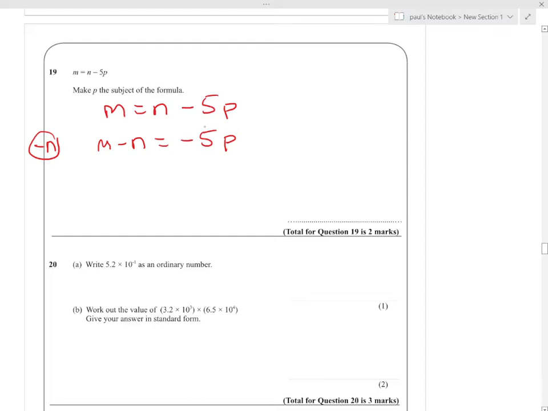Now we're going to get rid of the minus 5. It's minus 5 times P. So we've got to divide by minus 5. M minus N divided by minus 5 equals P. I'm pretty sure that that's okay.